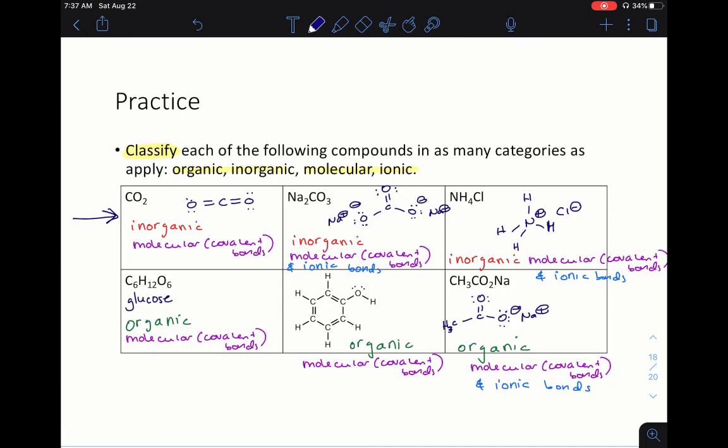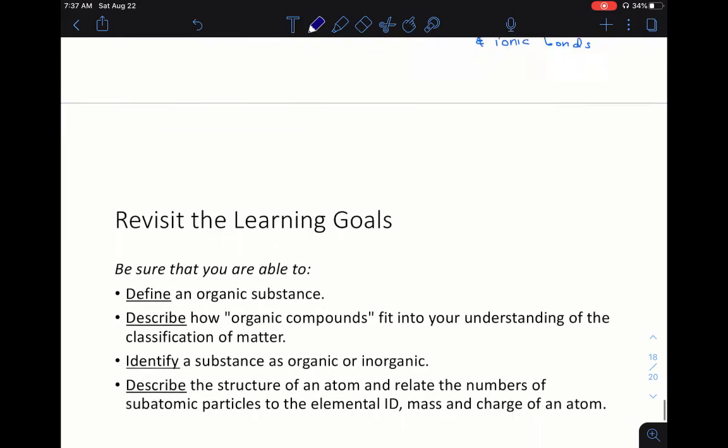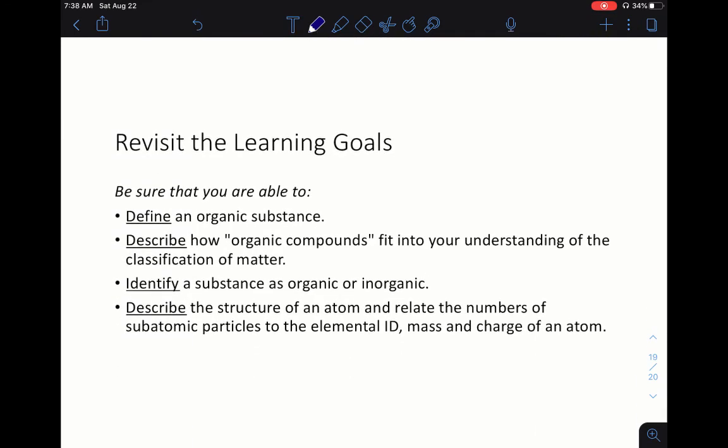Our last step for any lesson will be to revisit the learning goals, make sure we've met them, and then to reflect and summarize. You do not want to skip these steps because this is how you make some connections in your brain, and it's how you know whether or not you actually learned something and what you need to go practice. So do not skip this step.